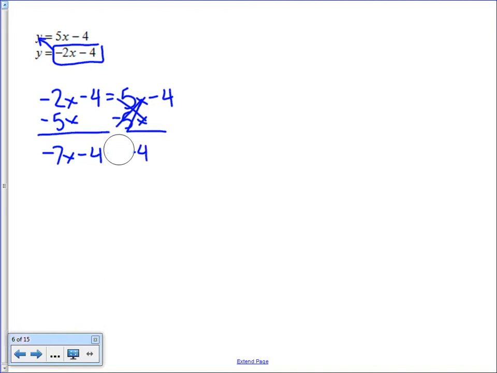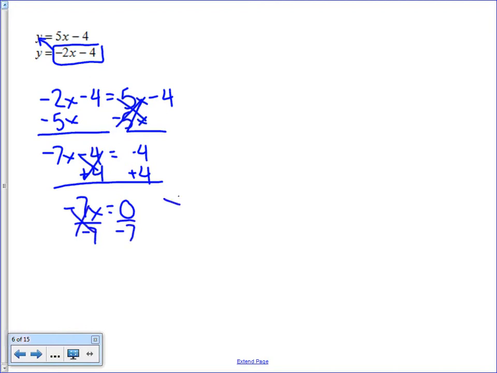Okay, so we got negative 7x minus 4 equals negative 4. Let's add 4 on both sides. So I get negative 7x equals 0. And dividing by negative 7, I get x equals 0 divided by negative 7, which will just give me a 0.